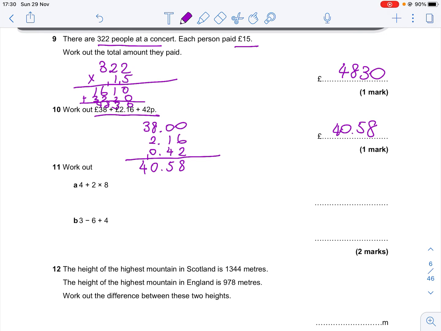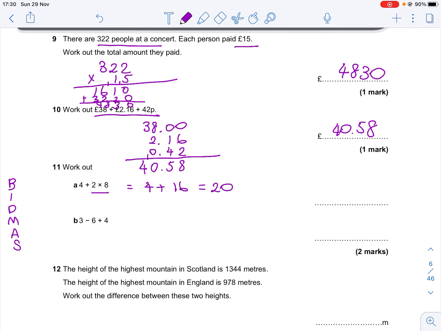Question 11 is using our BIDMAS. So question A, do we have brackets? No. Indices? No. Division? No. Multiplication? Yes. So we do this part first. 2 times 8 is 16. So 4 add 16 equals 20.